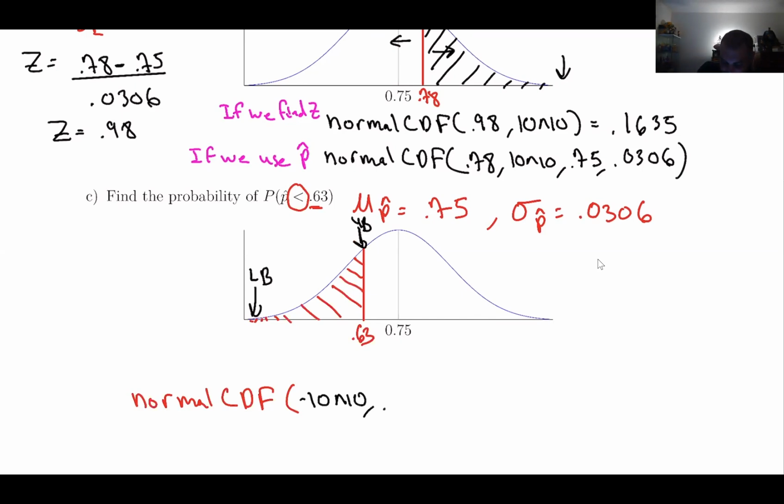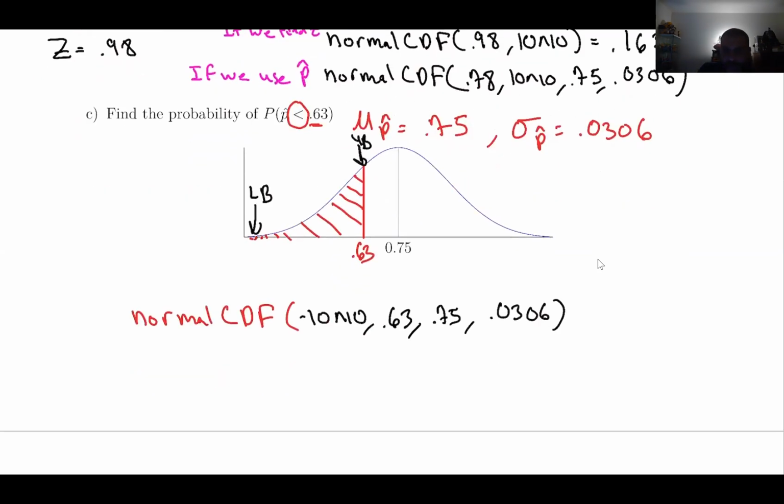Cool, 0.63, good job. And then remember, for this one, since you didn't find the z-score, you had to tell it mu of p hat and sigma of p hat. So you put 0.75 and you put 0.0306. So then I'm going to go ahead and enter this into the TI-84, and that will be it for that problem.